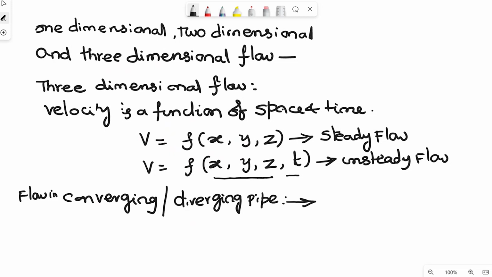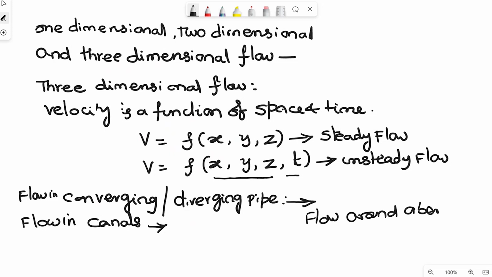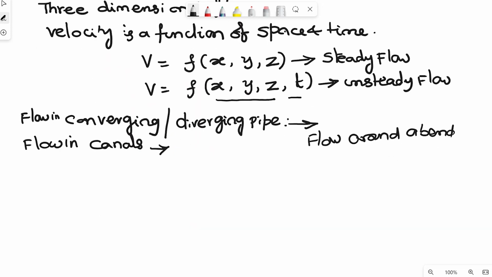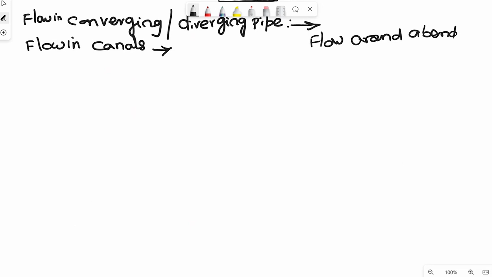Similarly, even in case of the flow in canals, in which the width of water and depth are of the same order of magnitude, then in that case also, it represents three-dimensional flow. Similarly, flow around a bend, if you take it, that is also in the length direction, width direction, depth direction, the velocity changes. So this is the example of three-dimensional flow.